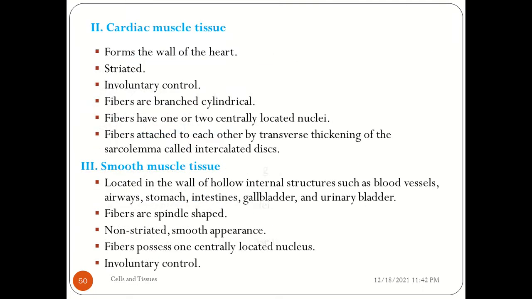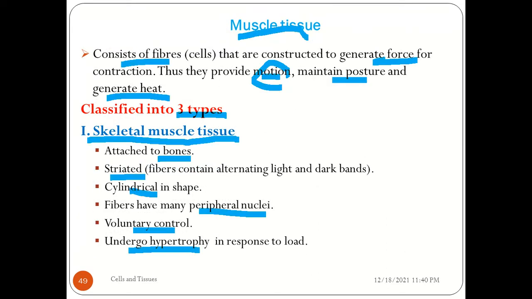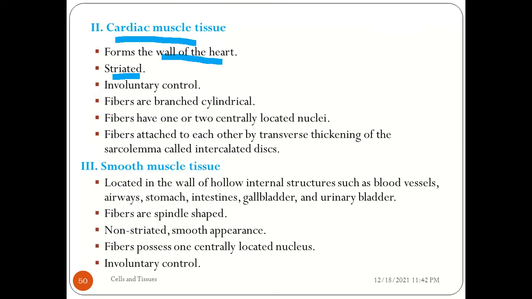The second type of muscle tissue is cardiac muscle tissue. It forms the wall of the heart. They are striated. Skeletal muscle tissue and cardiac muscle tissue are striated, whereas smooth muscle tissue is non-striated. Involuntary control.